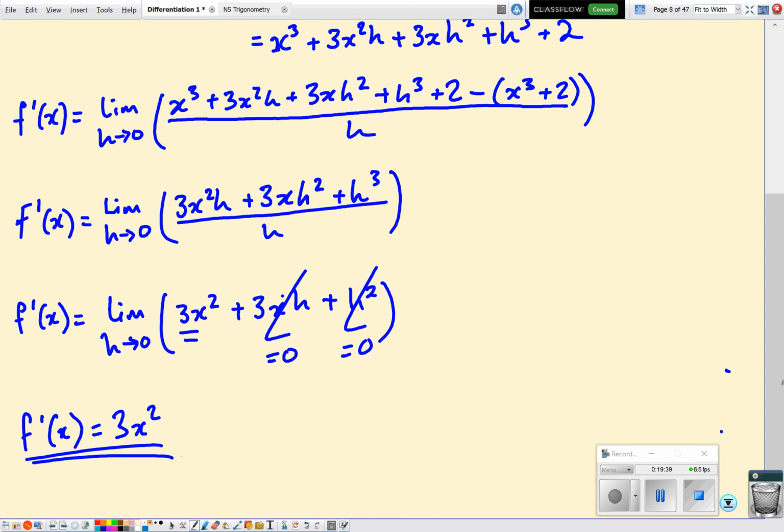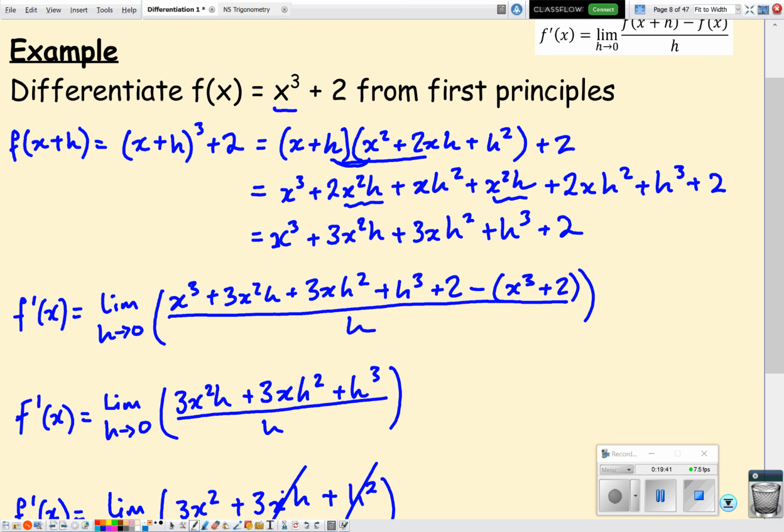Right, now, does that marry up? Is that actually what the derivative of this is? Well, of course it is. So we've done it right.